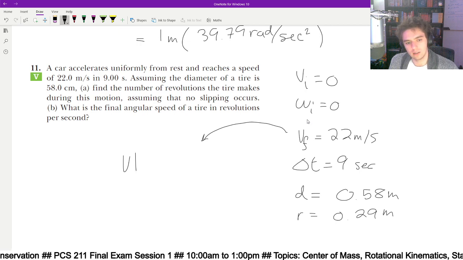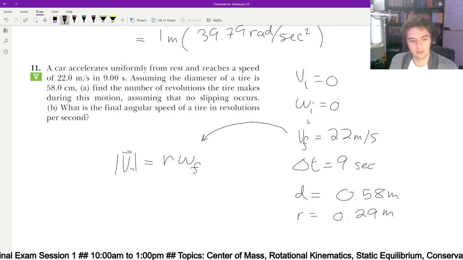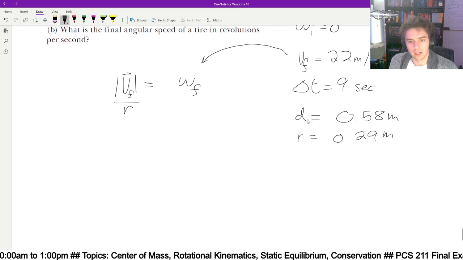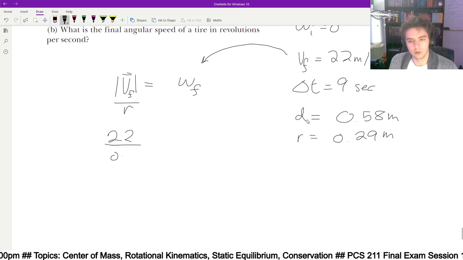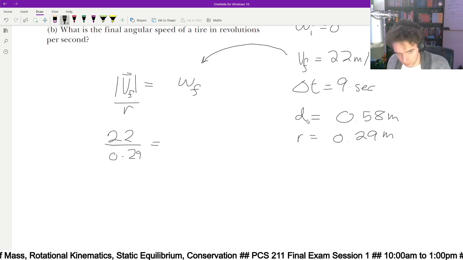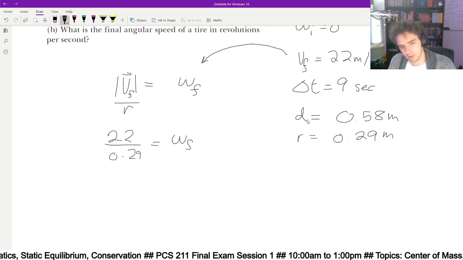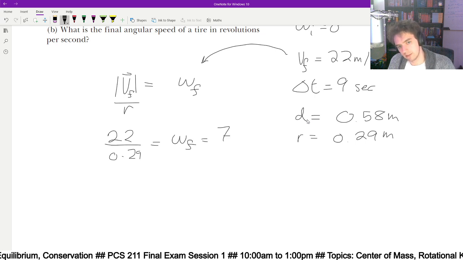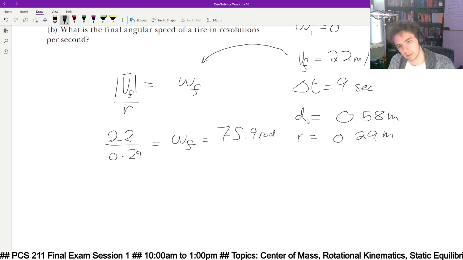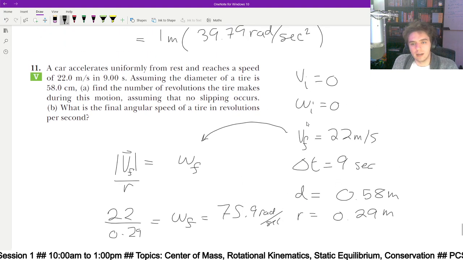We can find the final omega, since V equals R omega. So I can find omega F by just dividing by R, right? So 22 over 0.29 equals... 0.29, yeah. So I get omega F of 75.9 radians per second.